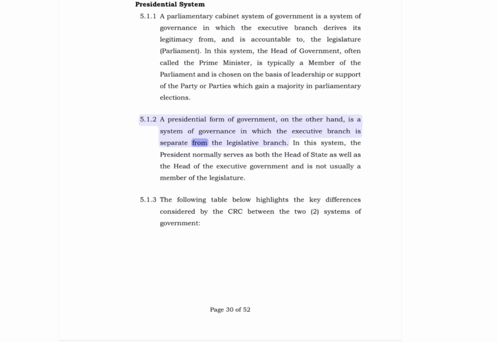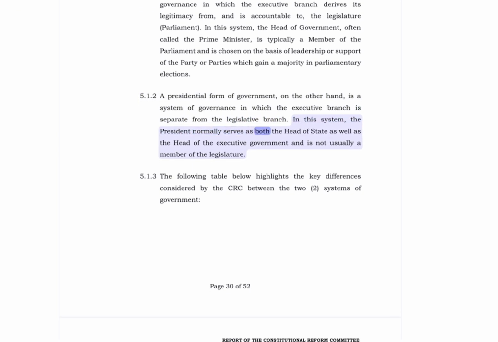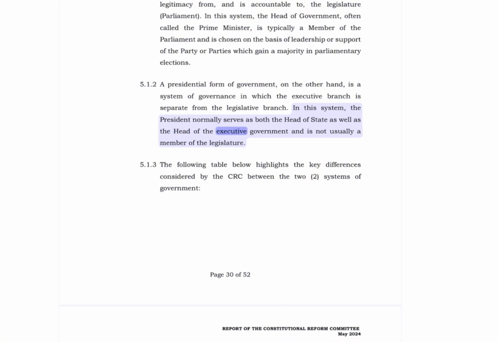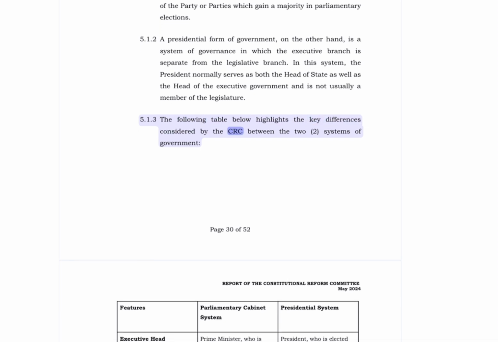5.1.2 A presidential form of government, on the other hand, is a system of governance in which the executive branch is separate from the legislative branch. In this system, the president normally serves as both the head of state as well as the head of the executive government and is not usually a member of the legislature. 5.1.3 The following table below highlights the key differences considered by the CRC between the two systems of government.